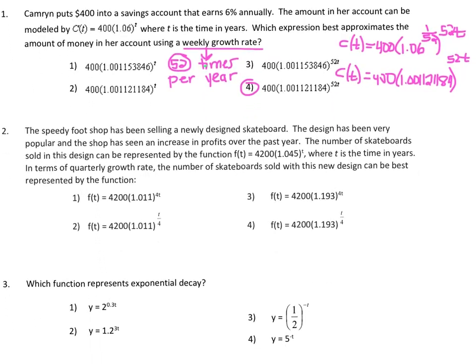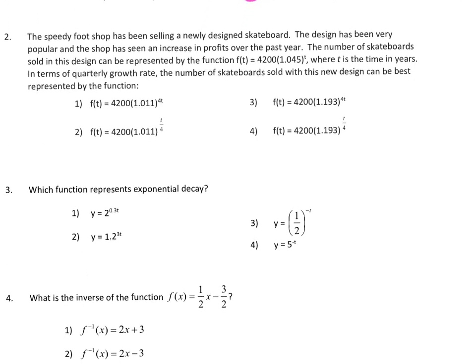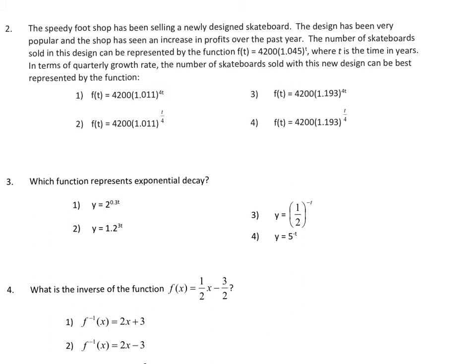All right, so number 2 is similar to how we did number 1, but just the end gets a little different. So the Speedy Foot Shop has been selling a newly designed skateboard. The design has been very popular and the shop has seen an increase in profits over the past year. The number of skateboards sold in this design can be represented by this given function f of t, where t is the time in years. So again, if t is the time in years, then the number in the parentheses is the yearly growth rate, okay? So the 0.045, if you took that decimal and moved it over twice, it would be 4.5%. So it's growing by 4.5% per year.